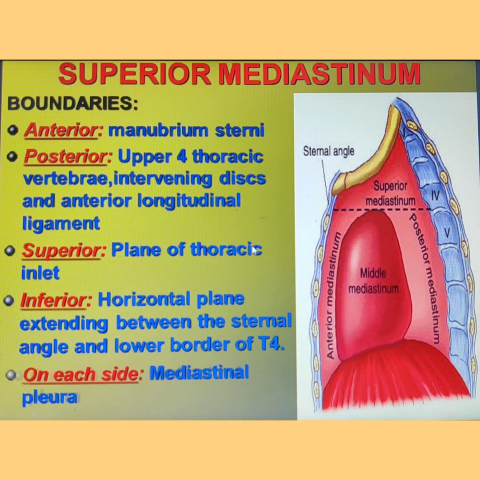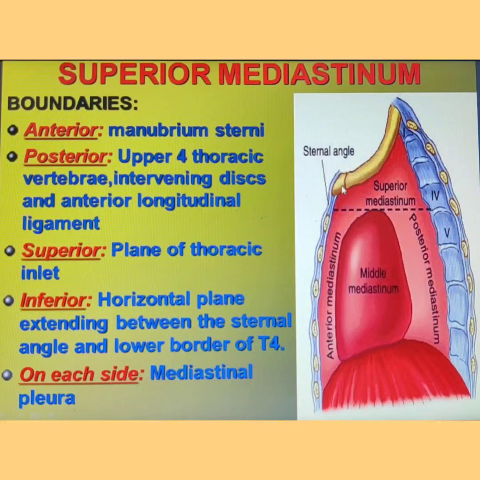Now let us discuss the superior mediastinum. What are the boundaries of the superior mediastinum? As you can see in this picture, anteriorly it is bounded by the manubrium sterni. Posteriorly, the upper four thoracic vertebrae, T1 to T4, the intervening intervertebral discs, and the anterior longitudinal ligament, which is attached to the bodies of the thoracic vertebrae.